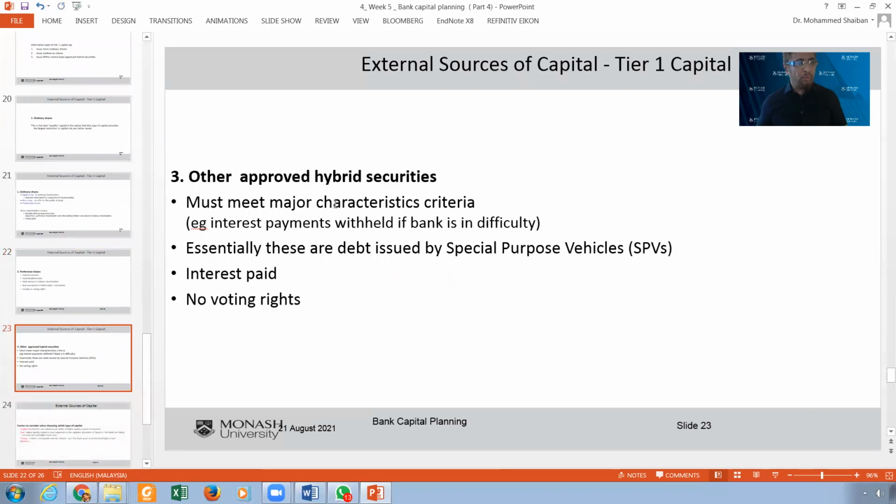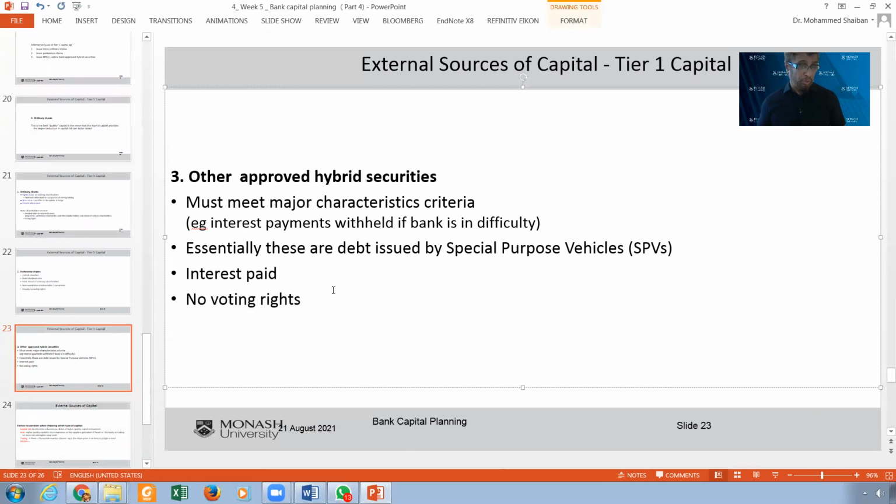Now, what we call approved hybrid securities must meet major characteristics. So interest payments will be there unless the bank decides to withhold them if it is in difficulty. Essentially, this is a debt issued by special purpose vehicles. They are interest paid and they have no voting rights.